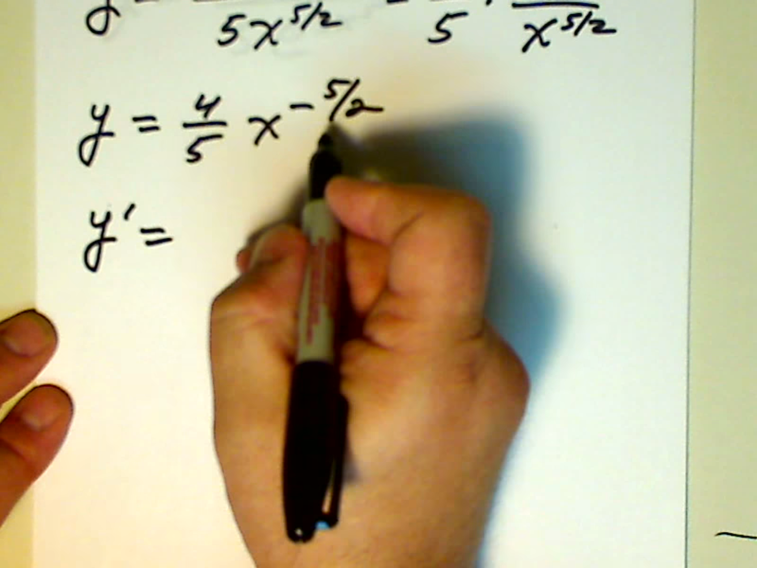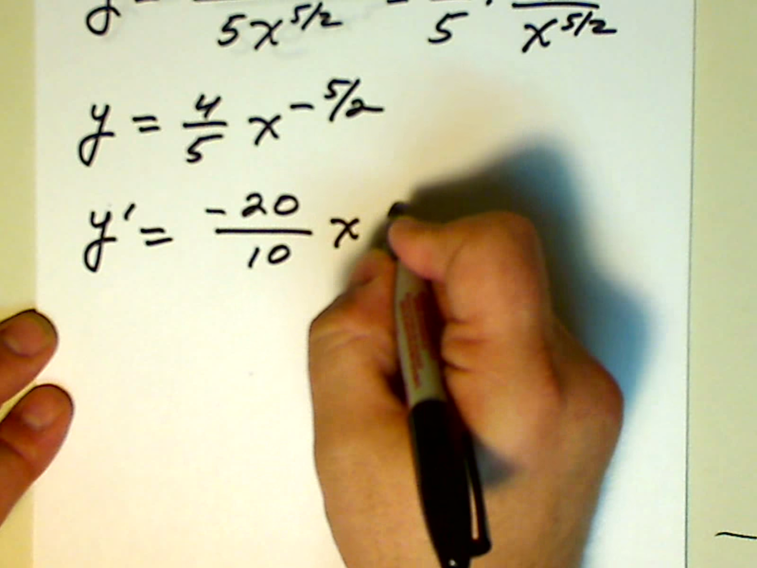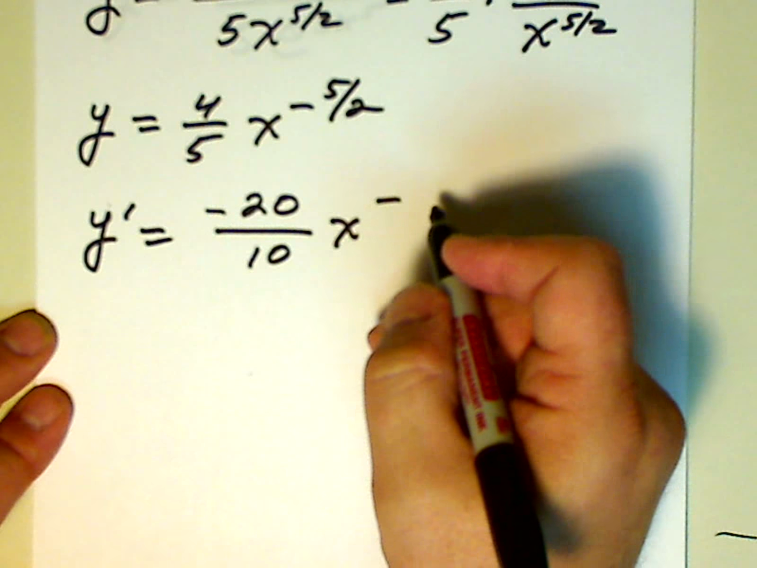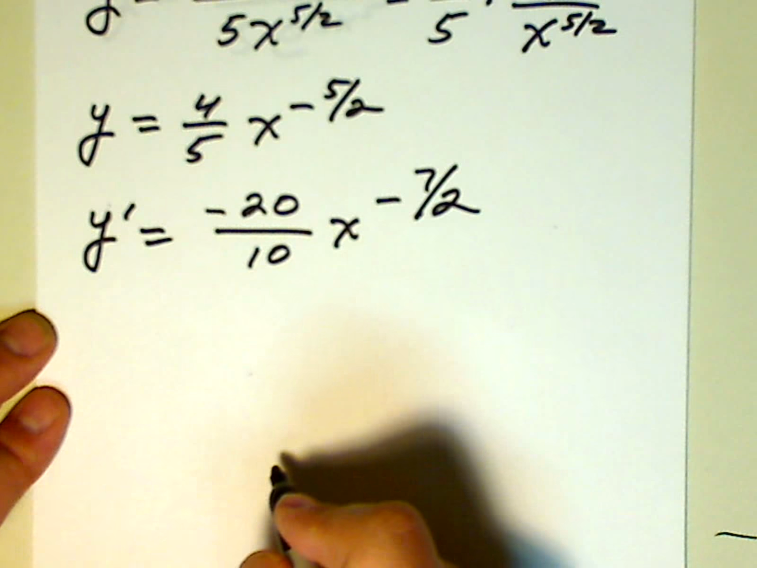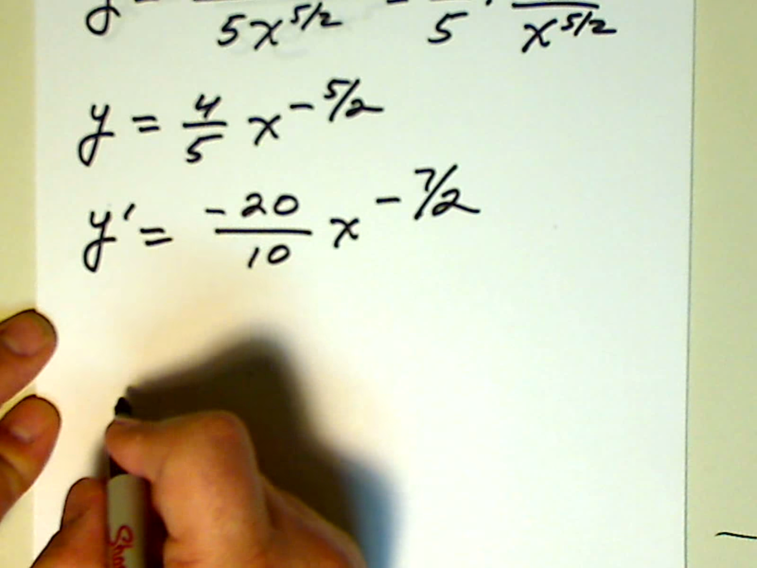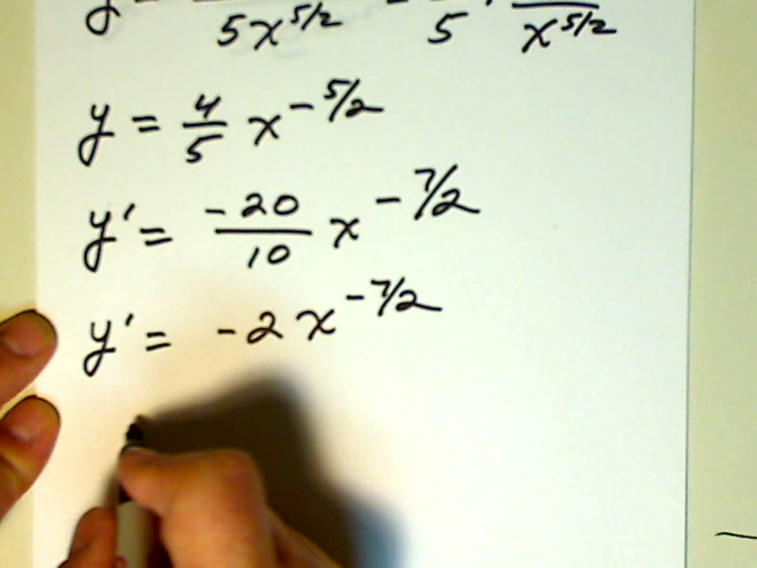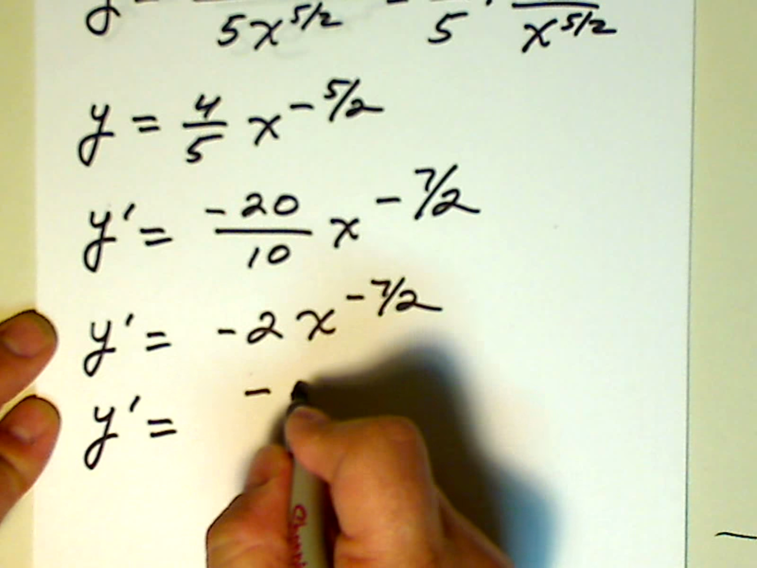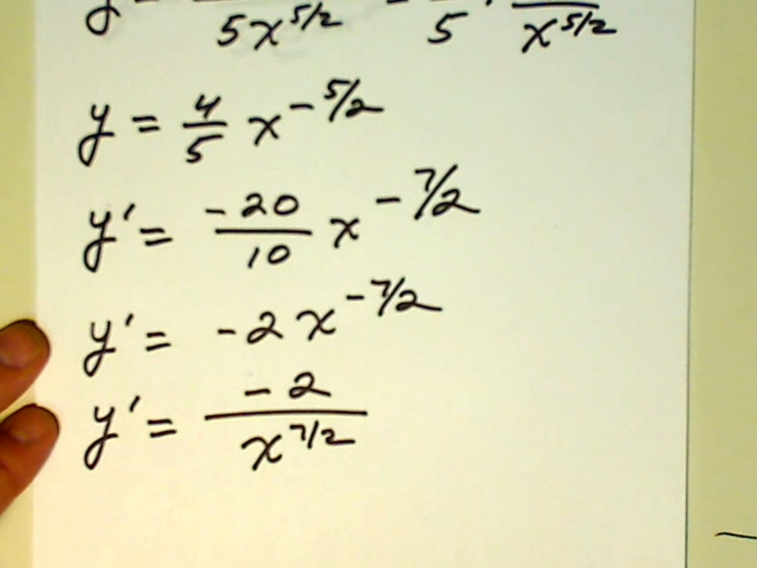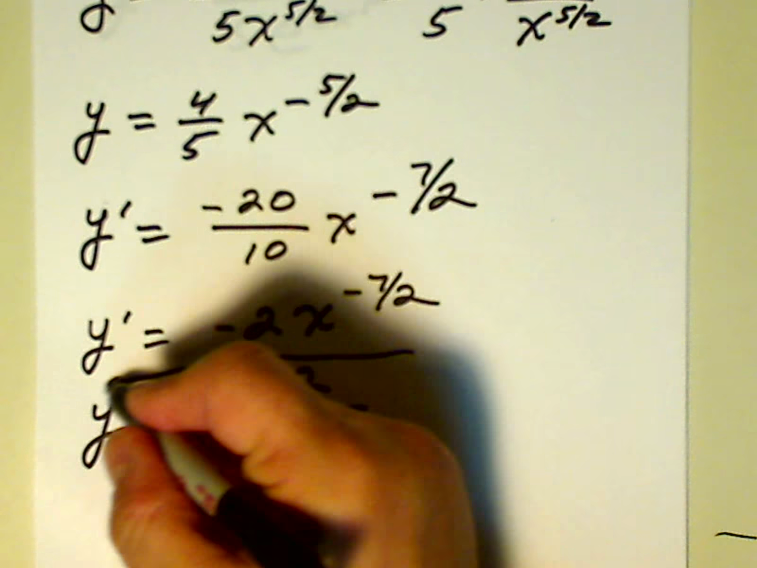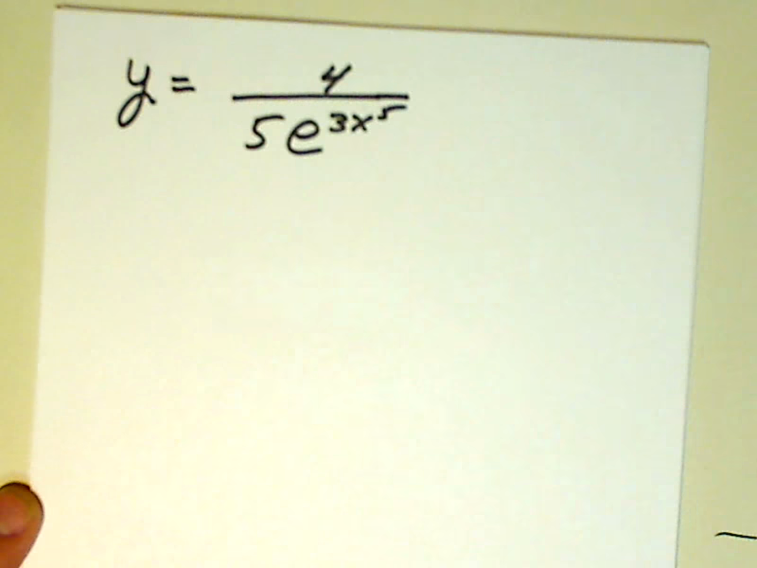Y prime is equal to, well, negative 5 over 2 times 4/5 is negative 20 over 10. X to the, well, negative 5 halves minus 2 halves, which is 1, is negative 7 halves. And 20 over 10 reduces to 2. Y prime is equal to negative 2x to the negative 7 halves. Therefore, y prime is equal to negative 2 over x to the 7 halves. And that takes care of this derivative. And I believe I have one last derivative to do, one last example.